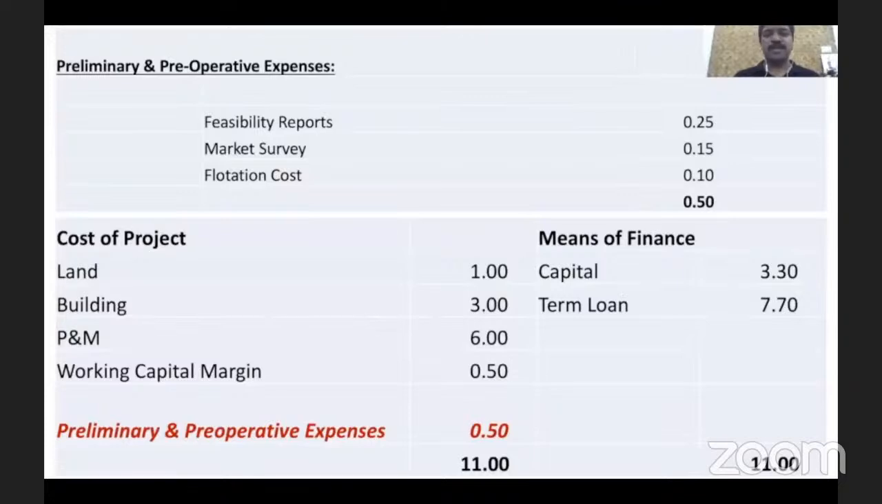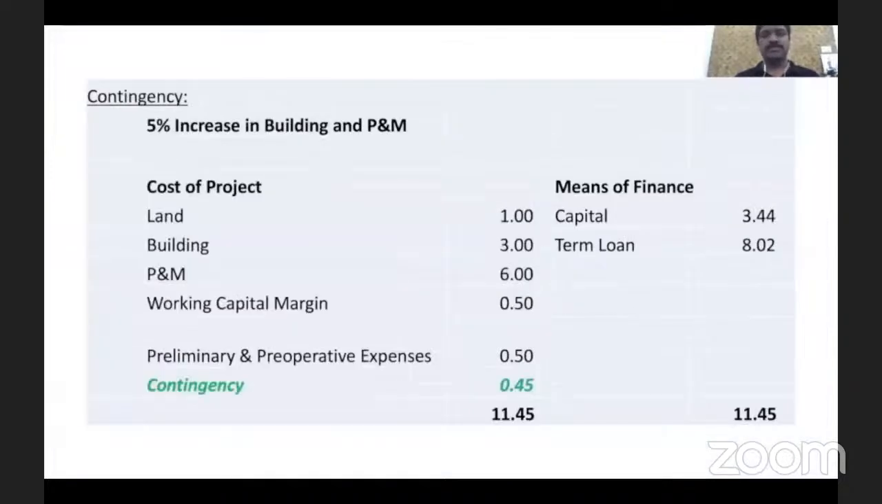And this aspect comes into picture only for new businesses. Okay, because preliminary and pre-operative expenses are applicable only for new businesses, not for an existing running business. Right. The next one is very, very important. And again, I see several private bankers just go blind on this. But if you really want to nurture a baby in the right form, you have to provide for this.